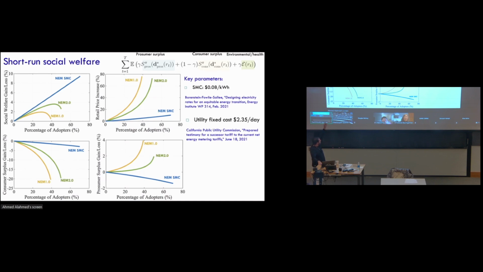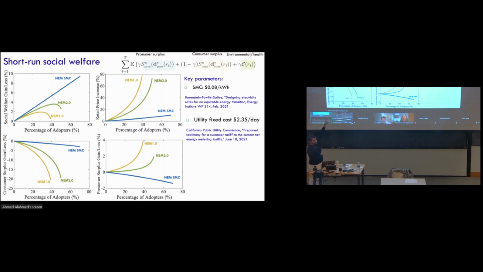So you can see that under net metering 1 and net metering 2, you have an increasing social welfare, but then after you hit a certain adoption threshold, the welfare drops. And the end point of the curves is when the utility runs into the death spiral, because they cannot come up with a price that achieves that Ramsey pricing constraint.